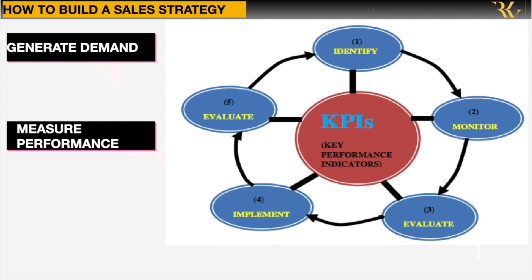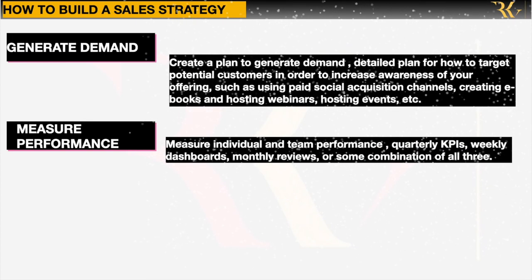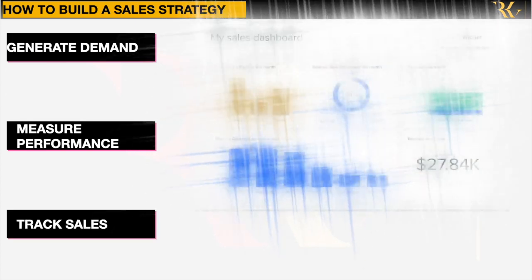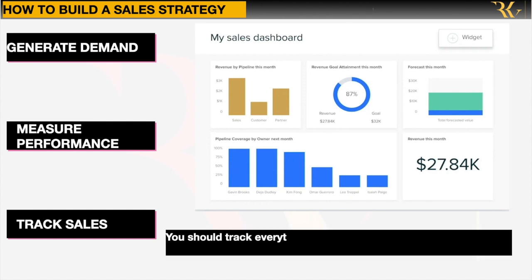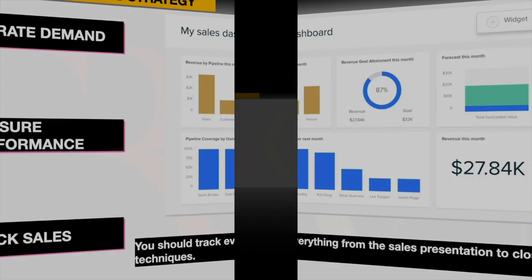Track sales activities. Optimize your processes and practices for growth in the future. Even if you're just getting started setting benchmarks for the team, write those down and track your progress toward them. You should track everything from the sales presentation to closing techniques. If you'll be publishing some thought leadership content or even sourcing leads from social media, ensure that any link you share is trackable with a UTM parameter.